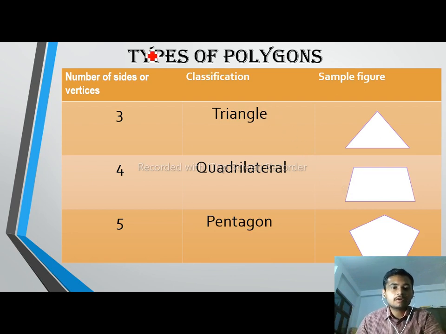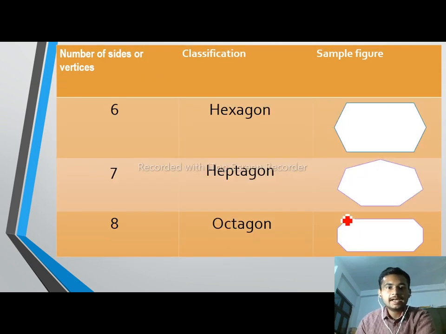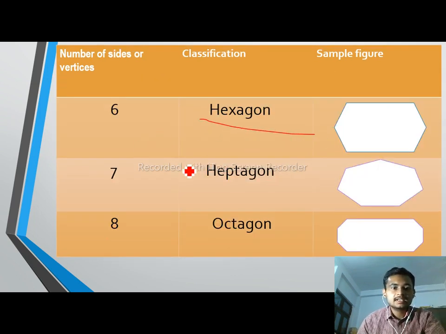We have also discussed the types of polygons. When the number of sides is 3, that is known as a triangle. When the number of sides is 4, that is known as a quadrilateral. 4 sides means quadrilateral. 5 means pentagon, and 6 means hexagon. 7 is heptagon. 8 is octagon, having 8 sides.